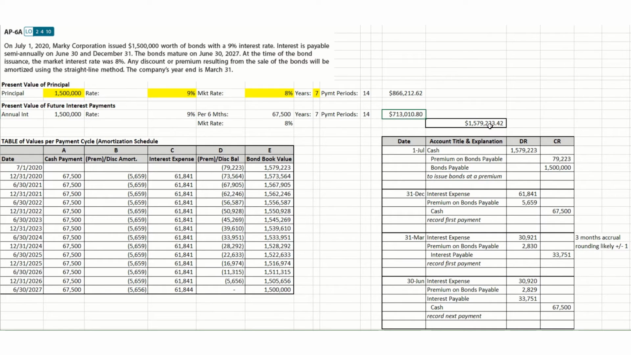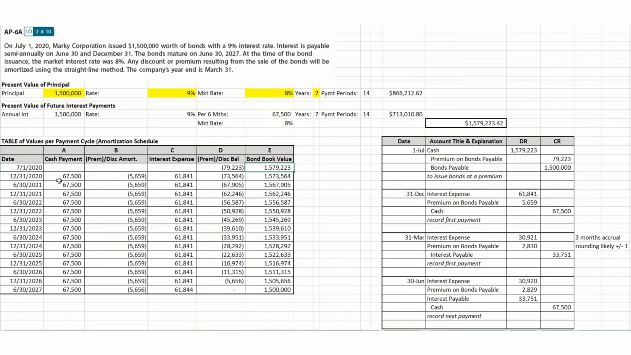So our present value of the future interest payments plus the present value of the principal of the bonds would be 1,579,223. So then what I've done is I've set up the table, because whenever you're doing present value, whether it's for a capital lease, a notes payable, or bonds, premiums, or discount, it's always nice to set up the schedule that's associated with that item. So I've set up this little table at the bottom left-hand side of the screen, where we start with the original issuance of bonds on July 1st. There was a premium issued, and the bond book value would be 1,579,223.